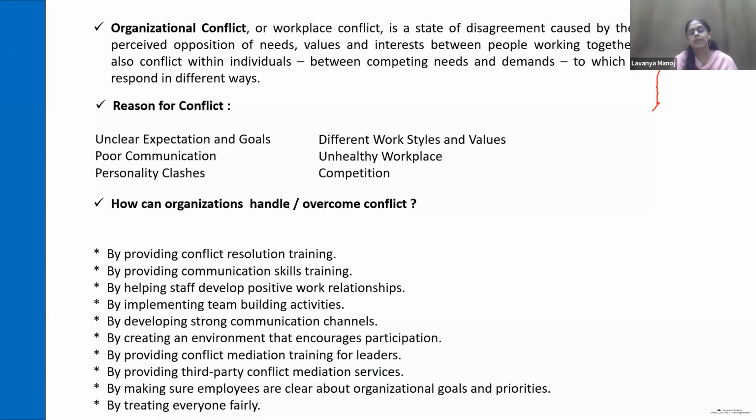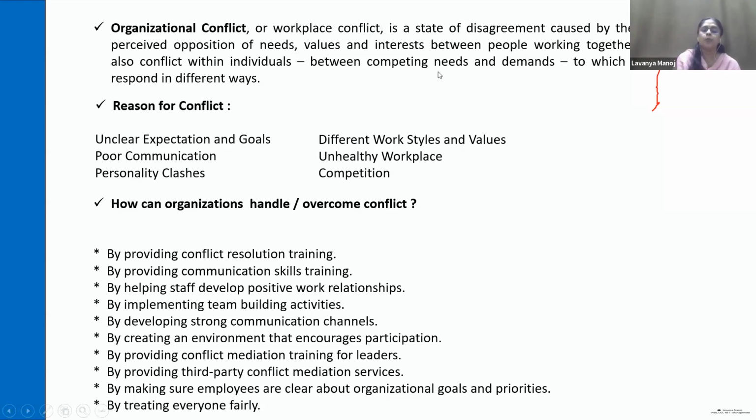So how can organizations handle or overcome conflict? By providing conflict resolution training, all the employees can be called, and they can be asked that if they are facing any difficulty or any conflict, they can directly come to the management, or come to the person who is in charge, or a representative from the management can take up the responsibility of hearing those voices of the employees, what has happened, and give ideas and solutions for resolving the conflict. Provide communication skills training.